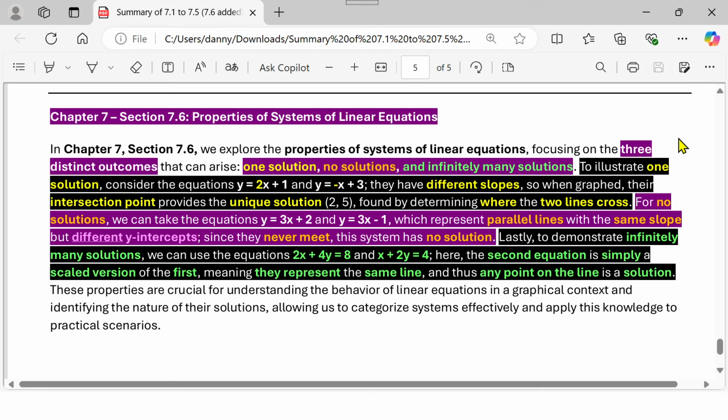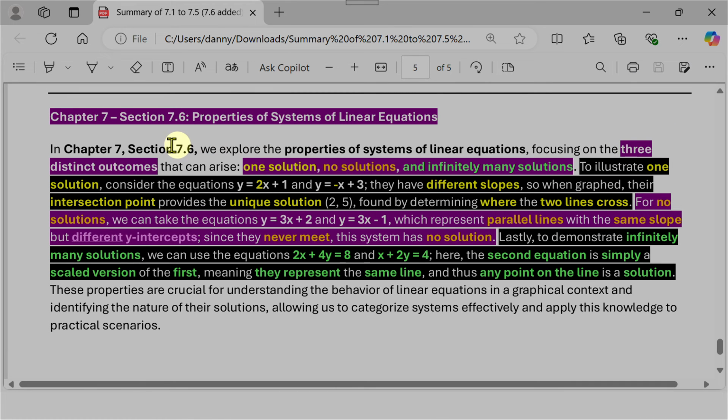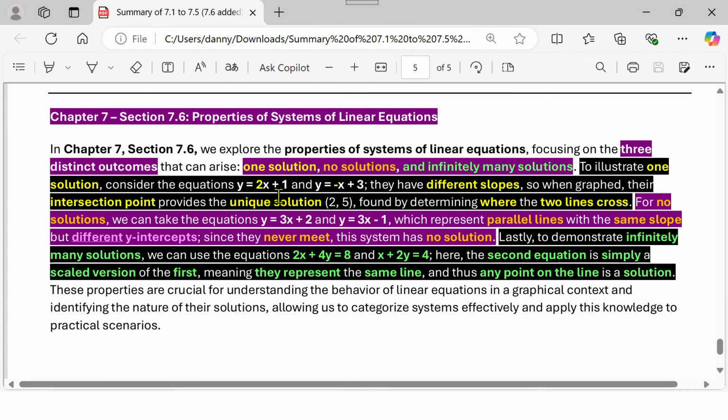Again, the whole point of Section 7.6 is not just to solve the system of linear equations, but rather to determine how many possible solutions there are. There are three distinct cases for systems of linear equations: you can have one solution, no solutions, or infinitely many solutions. To illustrate one solution, consider this system: y equals 2x plus 1 and y equals negative x plus 3. They have different slopes, 2 and negative 1, so when they're graphed, their intersection point provides one unique solution.